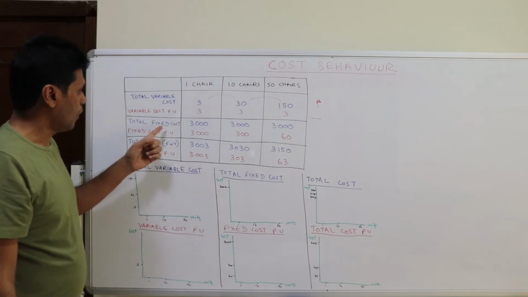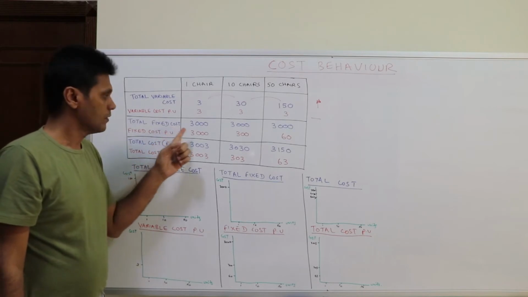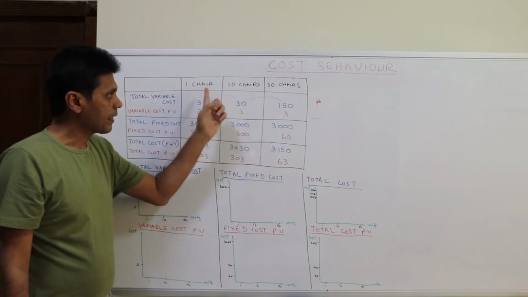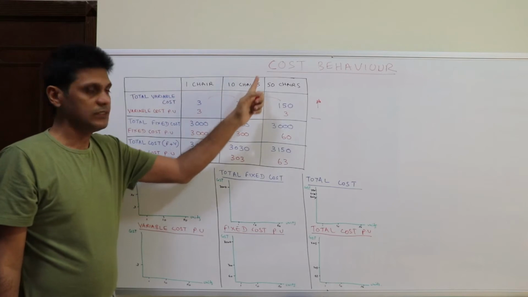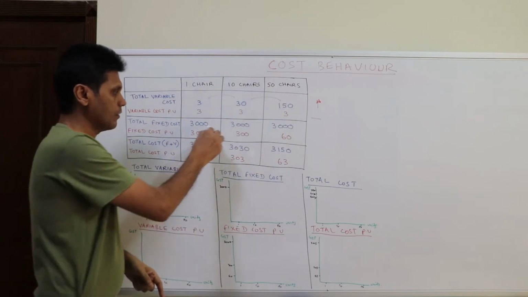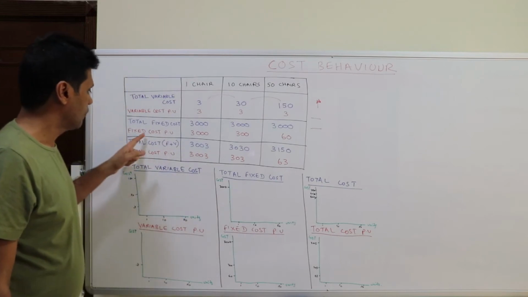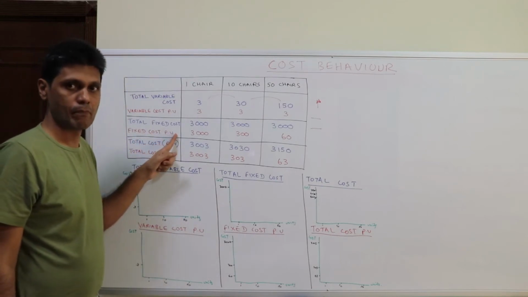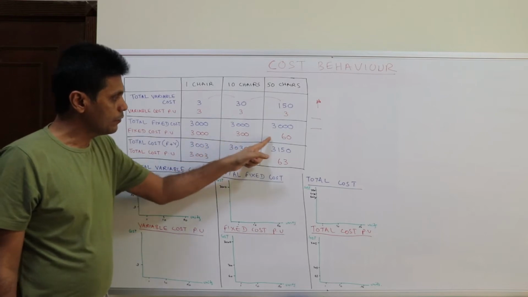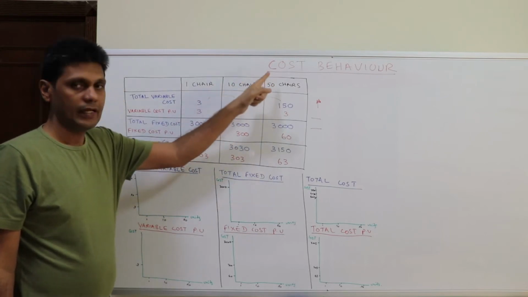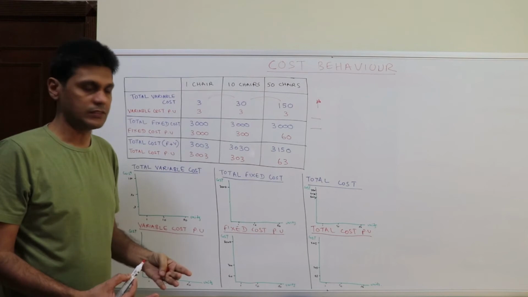So when it comes to total fixed cost, regardless of the changes in the activity level, the total cost will be fixed. However, the fixed cost per unit will reduce based on the increase in activity levels.